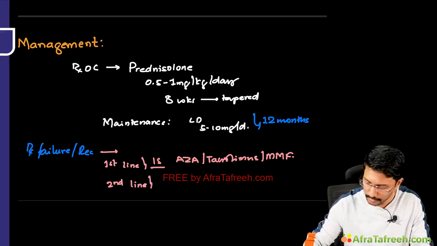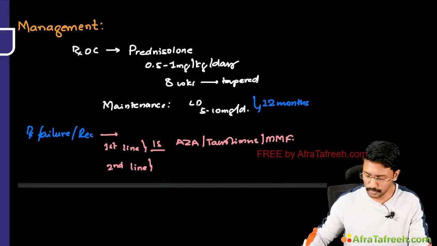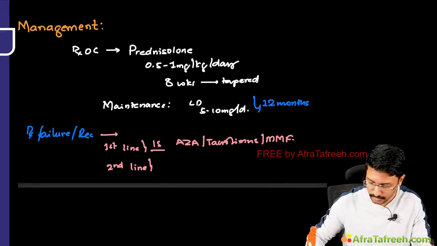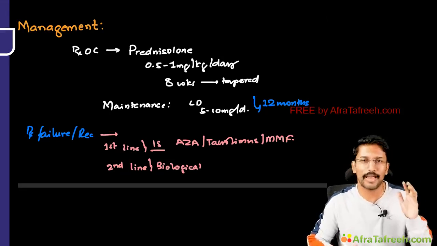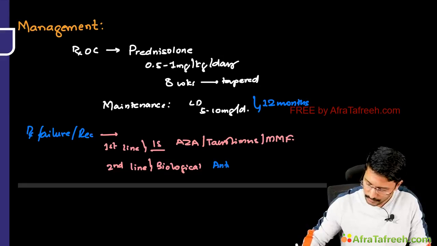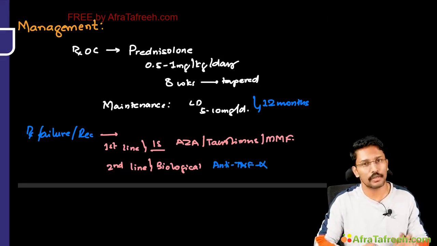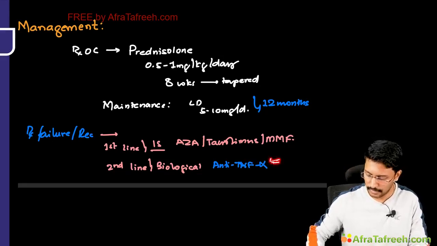So rarely ever is a patient not responding to aza, tacro or MMF or any other immunosuppressant you've chosen. In those cases, we think of biologicals. And when I think of biologicals, mostly they will be targeting which one? See, what is involved in the granuloma formation? Interferons and TNF alpha. So mostly we will use anti-TNF alpha agents like adalimumab, golimumab, or any other anti-TNF alpha agents can be considered. That will be the second line agent.